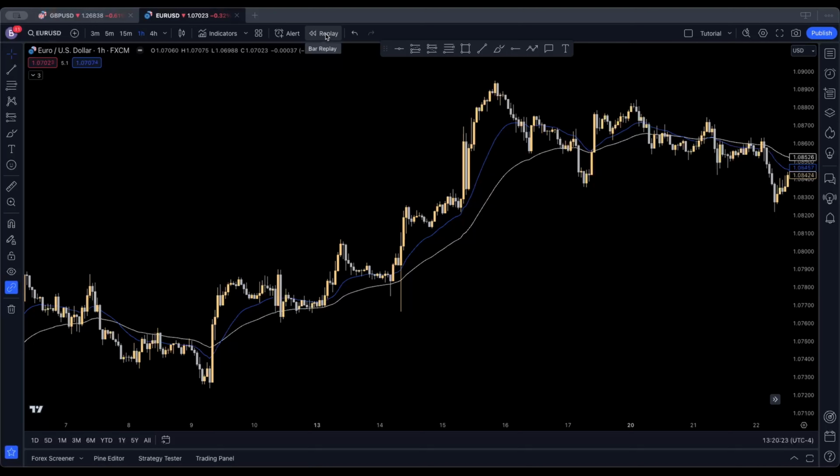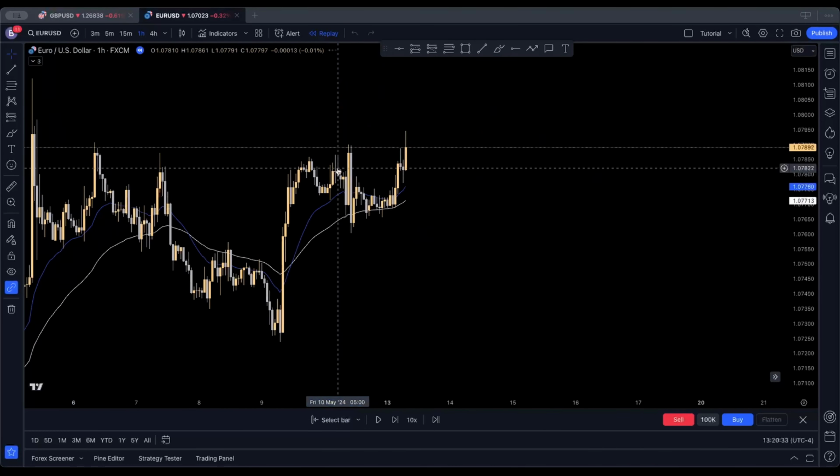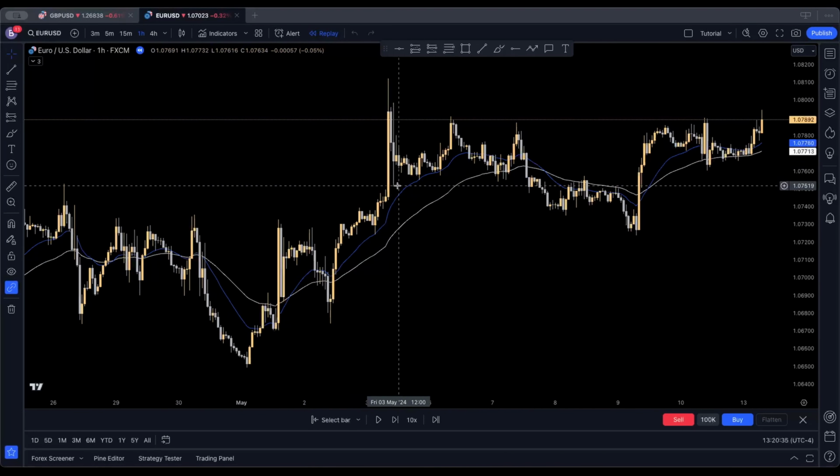This feature is available in the Pro plan. When you point to a particular time frame and click the replay button, the data from that point onwards is hidden, so you don't know what is coming up next. This gives you the feeling of real trading.